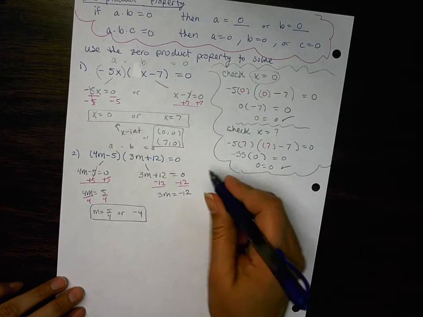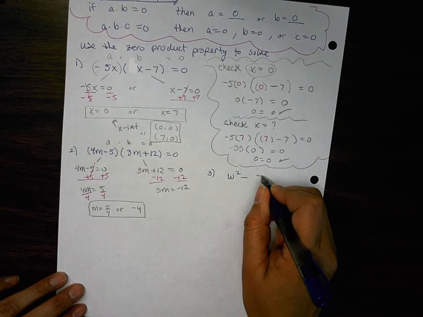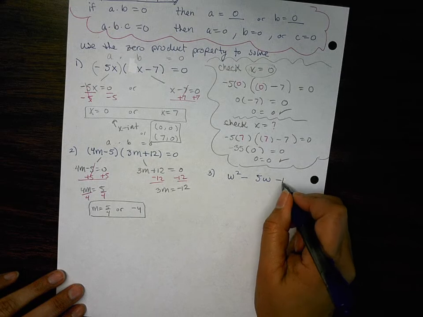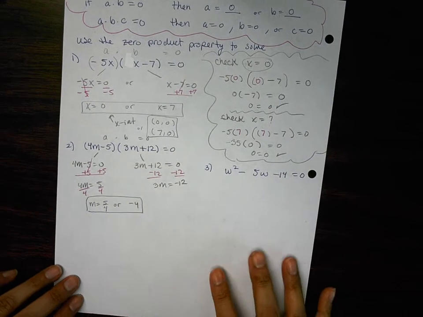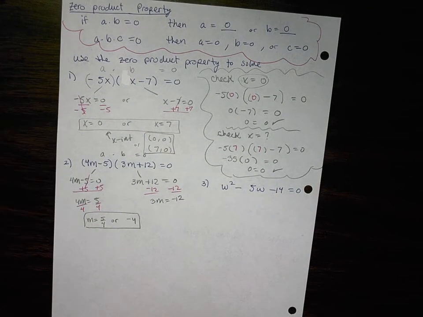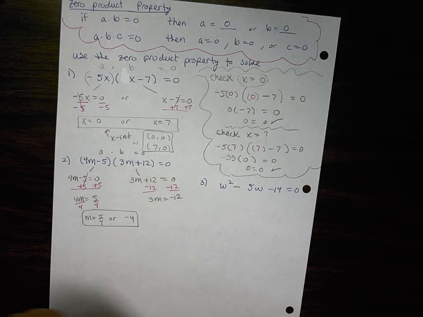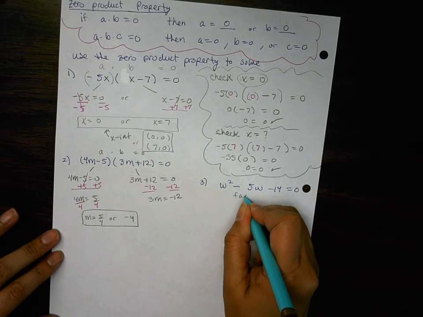Okay. Number 3 looks a little different. W squared minus 5w minus 14 equals 0. Can anybody tell me what's different between number 3 and 1 and 2? Number 3 is not in factored form. In order to use the zero product property, does it have to be in factored form? Yes, because you need 2 things being multiplied. These are just 3 terms being added. So if it's not in factored form, what do you have to do? Make it in factored form.